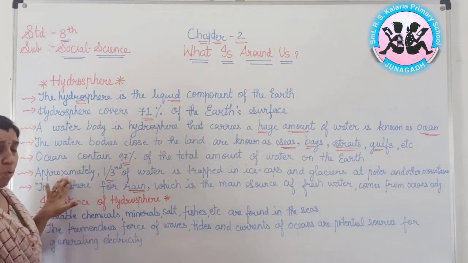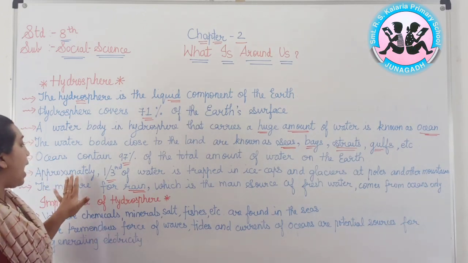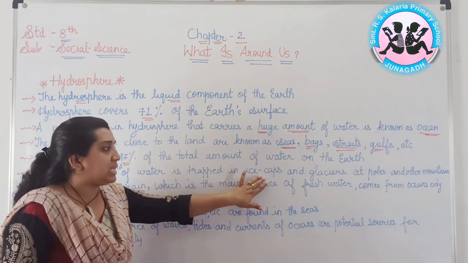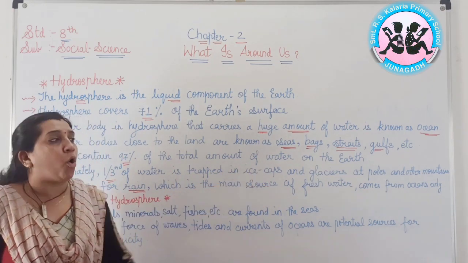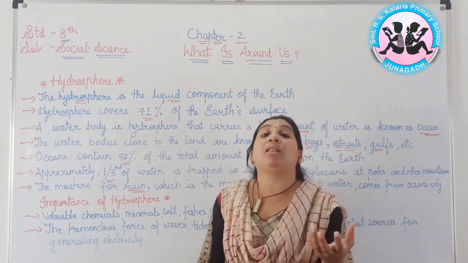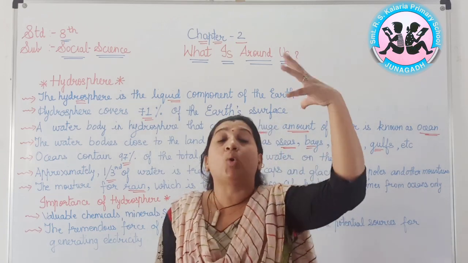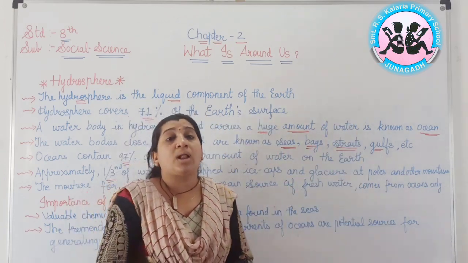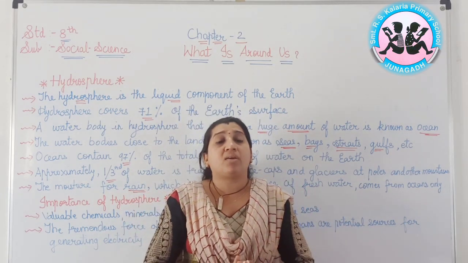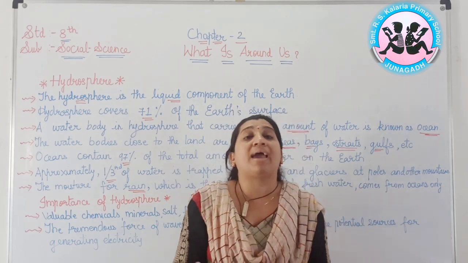Now here, already the point which I discussed with you, it's written here that approximately 1/3 of the water is trapped in ice caps and glaciers at the poles and other mountains. For example, in the Himalayas, the rivers in the northern side of India are famous for being perennial. Perennial rivers are the rivers that flow throughout the year. Their water never gets dried up.